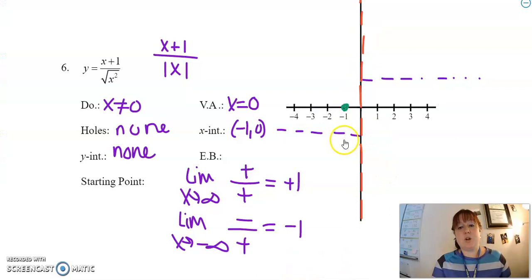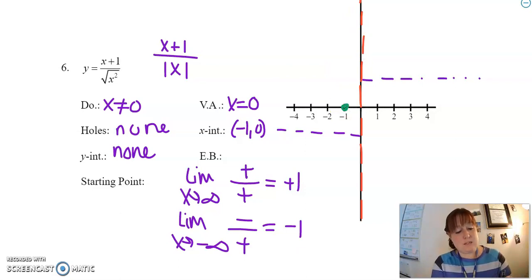So we know it's either going to go this way, down like this, or it's going to go up. Well, it has to be going through this point, which means it has to be going up. From this point, it can't go down, because it would cross over its horizontal asymptote, so it has to go up. The other way we can find this is we can look at the limit.